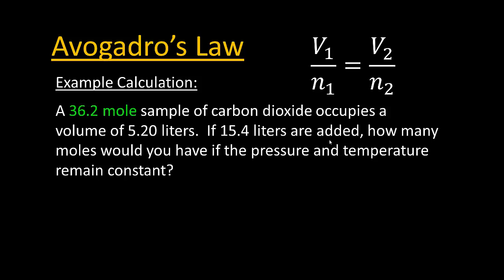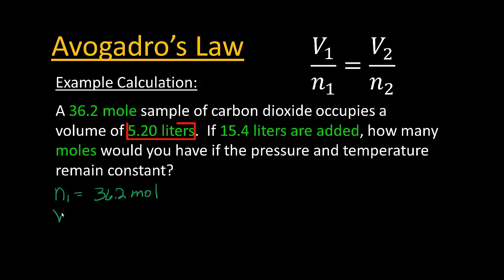Okay, we have a 36.2 mole sample of carbon dioxide occupying a volume of 5.20 liters. If 15.4 liters are added, how many moles would you have if the pressure and temperature remain constant? Since pressure and temperature are constant, we are not going to worry about those variables and we can act like they're not even there. So let's write down our variables. 36.2 moles, well, that is N1, the initial number of moles, 36.2.